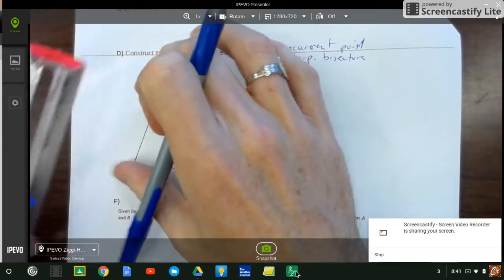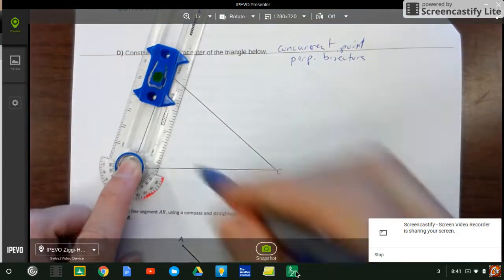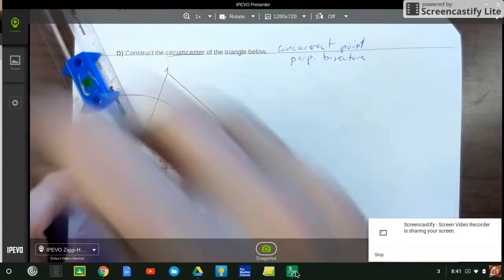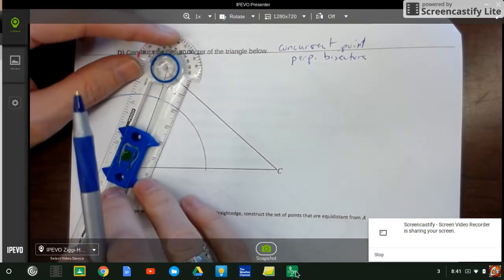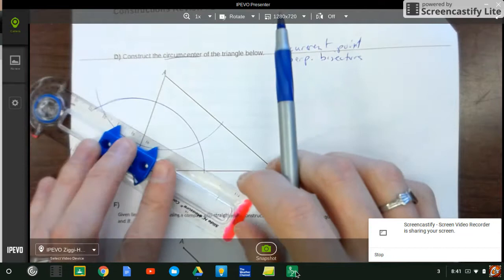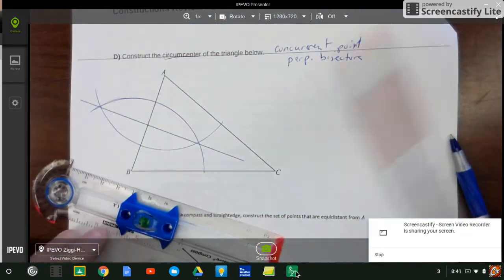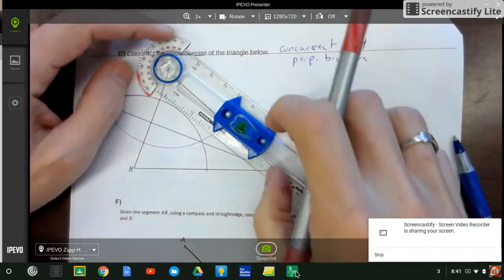So I'm going to do perpendicularly bisect AB. So I'll stretch out and do A, B. So here's A. And I'll draw my perpendicular bisector. This should be one of those constructions you're pretty good at by now. And I'll do AC.